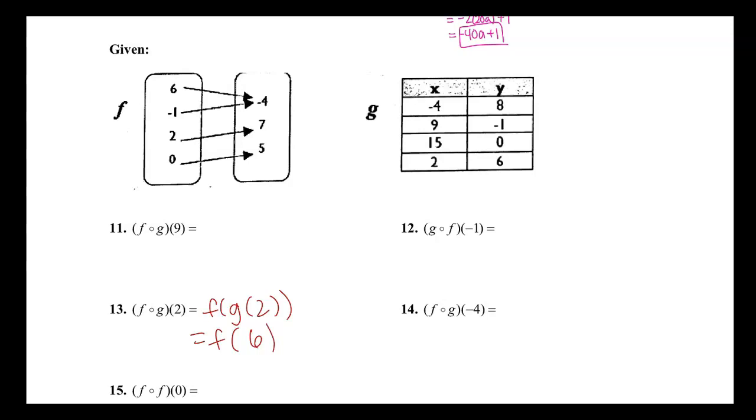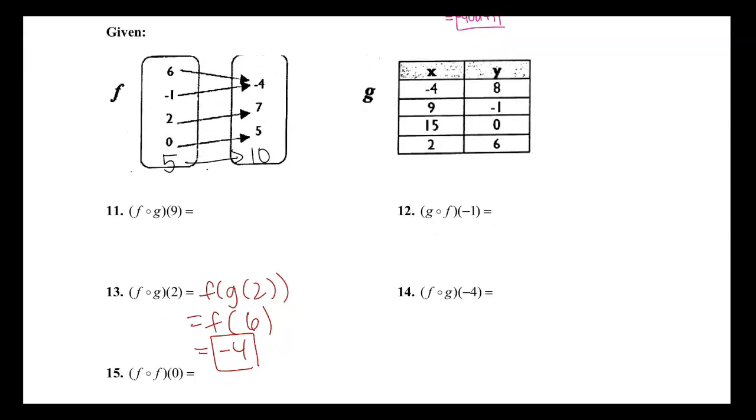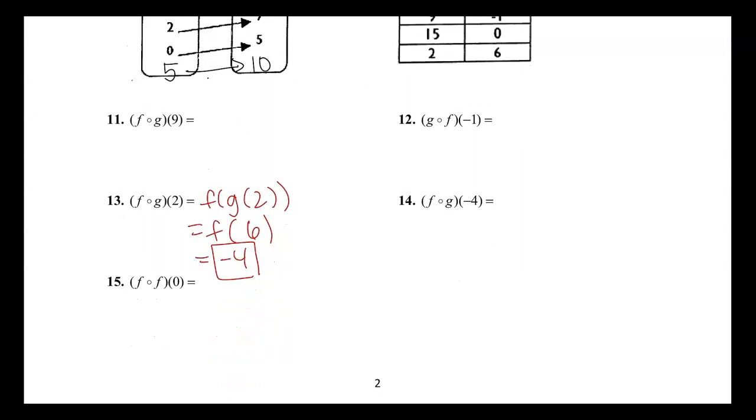Now I need to find f of 6. Well, f of 6 is just going to come from the f function. So in the f function, when your x value is 6, we're going to go from 6 to negative 4. So the value here is negative 4. Before you do questions number 14 and 15, I want you to add in one thing that I forgot to add in for the f function. We're going to go from 5 to 10. So right now, pause the video, and I want you to try questions 14 and 15 right now.